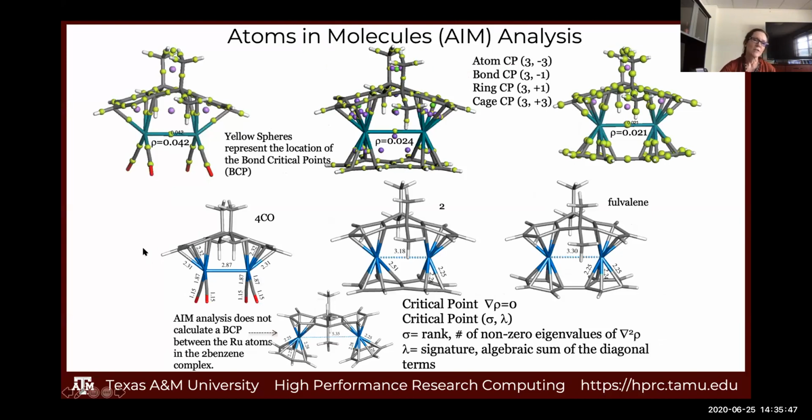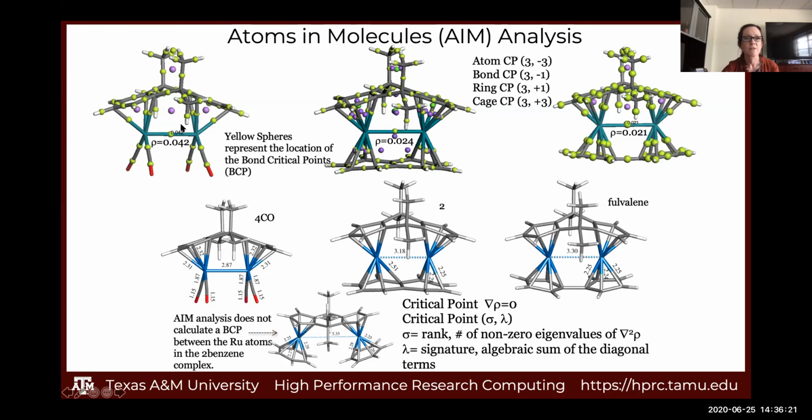You can do some additional analysis if you're interested in looking at properties of bonding. The AIM analysis may not give you very good partial charges, but you can look at the AIM analysis to find what are called bond critical points, ring critical points, or cage critical points. It just tells you where there are certain characteristics in the density. So a bond critical point is a saddle point in the density in between two atoms.